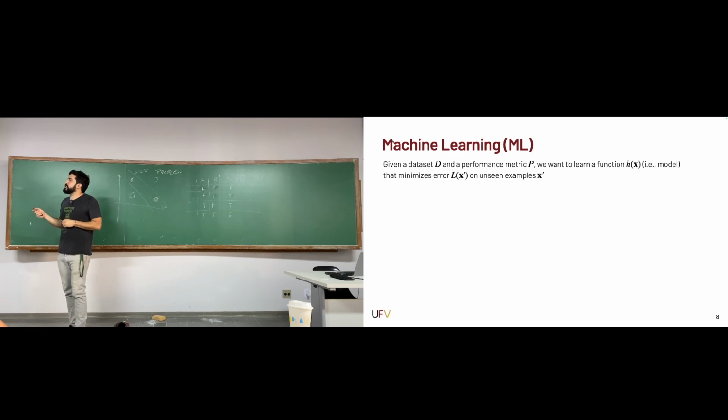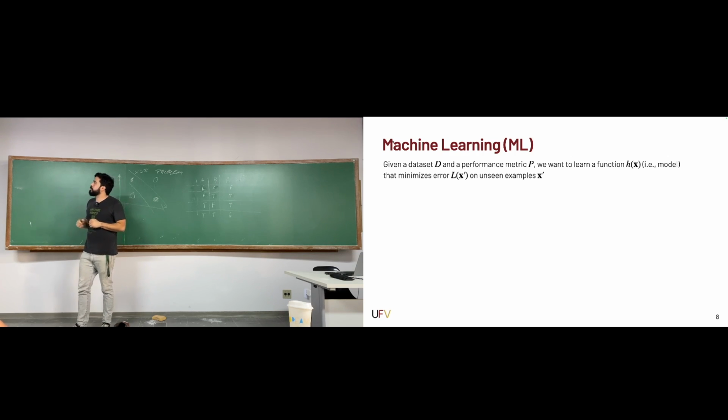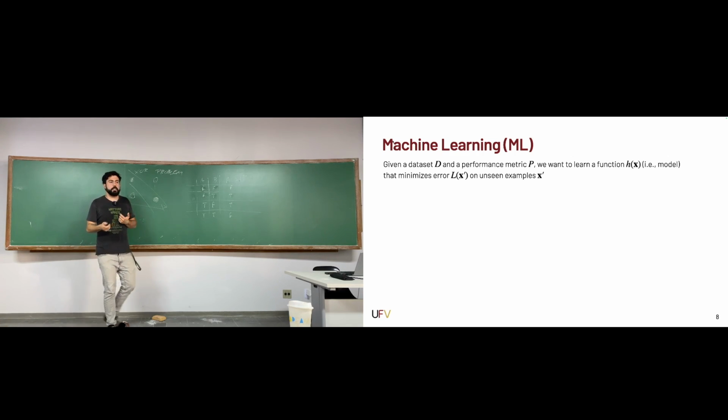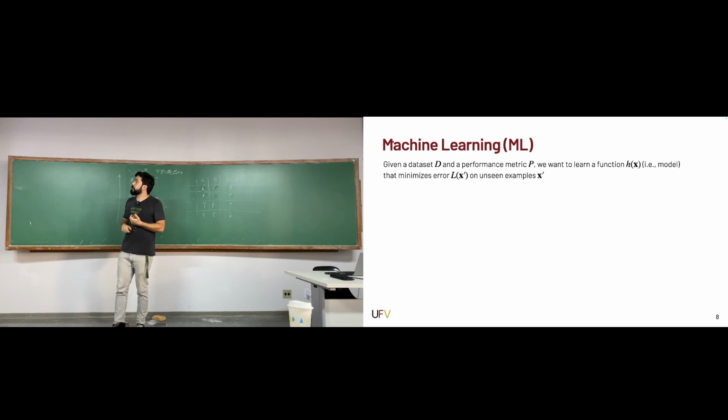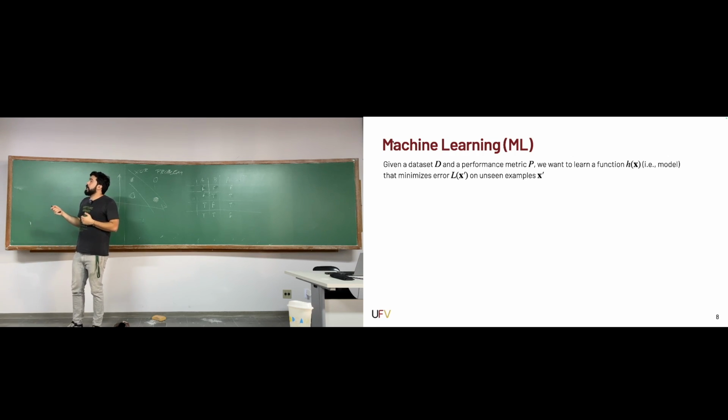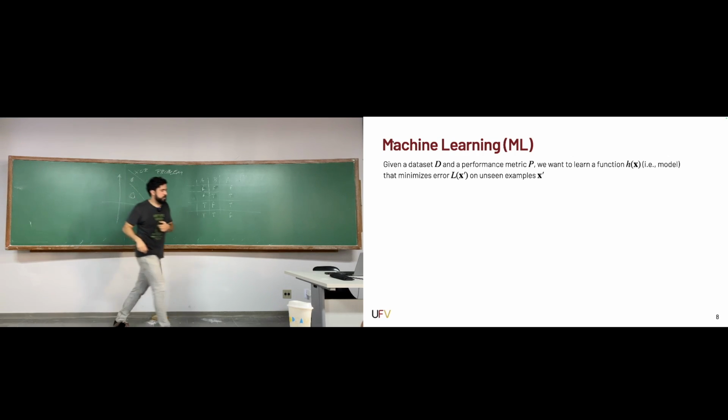And so given a data set D and a performance metric P, we want to learn a function h(x). Notice that this x here is bold, because I'm going to use bold variables for vectors. Okay? So this is a vector. And we call this function h(x) a model. And we want this model h(x) to minimize an error on a function. I should have changed this, sorry.